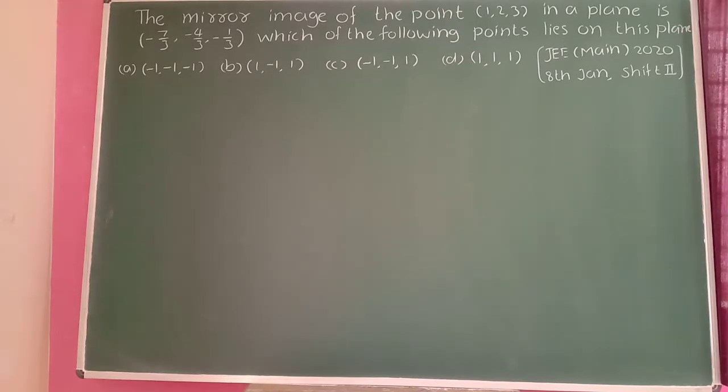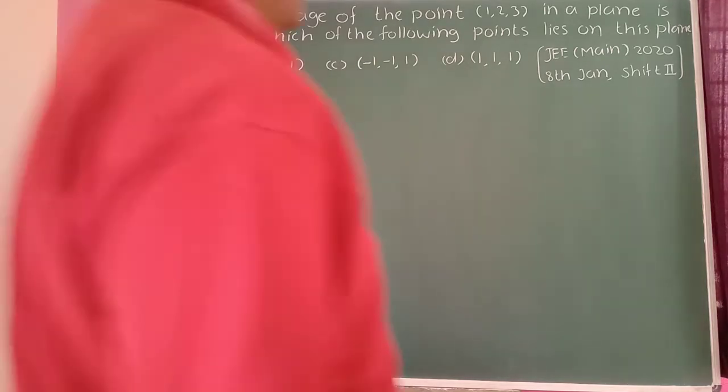The mirror image of the point 1, 2, 3 in a plane is minus 7 upon 3, minus 4 by 3, minus 1 by 3. Which of the following points lies on this plane?